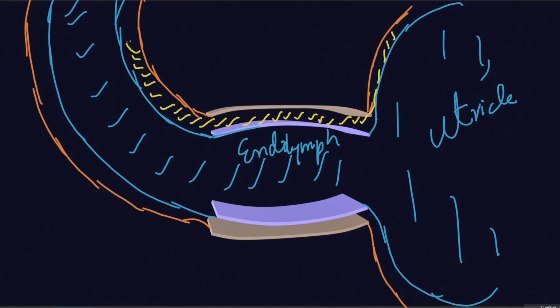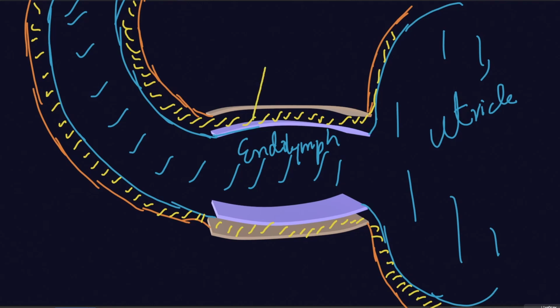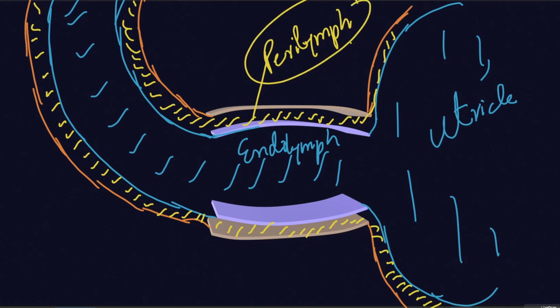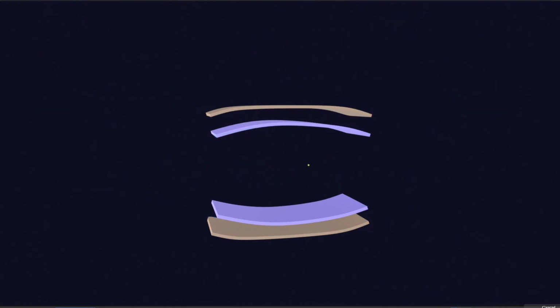Perilymph provides support, decreases the friction, and sort of acts as a cushion around the structures of the inner ear, around the structure of the membranous labyrinth. So this is the perilymph. Perilymph is surrounding the membranous labyrinth. Please understand these basic concepts very carefully, and now let's move forward.